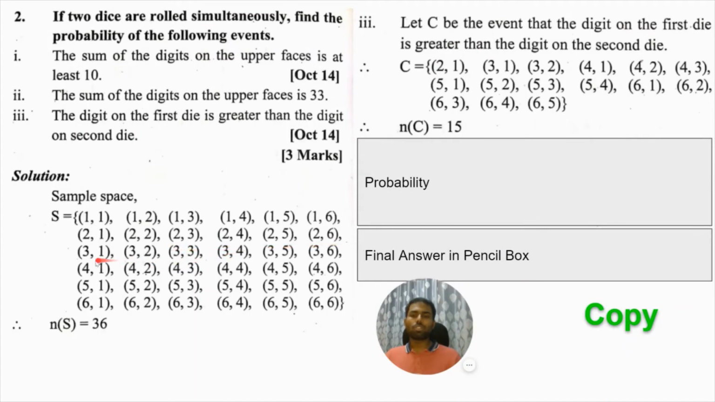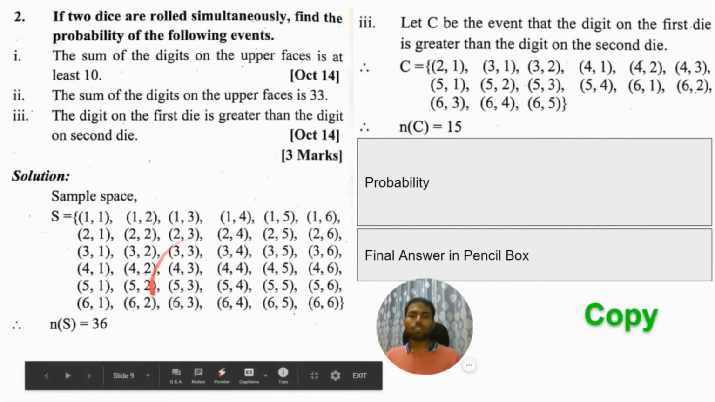3,3 is equal, and after this none of the others will be in. So 3,1 and 3,2, I wrote both here. Next, 4,1: yes, it satisfies the condition, 4 is greater than 1, 4 is also greater than 2, 4 is also greater than 3, 4 is equal to 4, so to the right side of this none will be in. So 4,1, 4,2, 4,3 came. Similarly, you have to go on doing for each and every sample point.